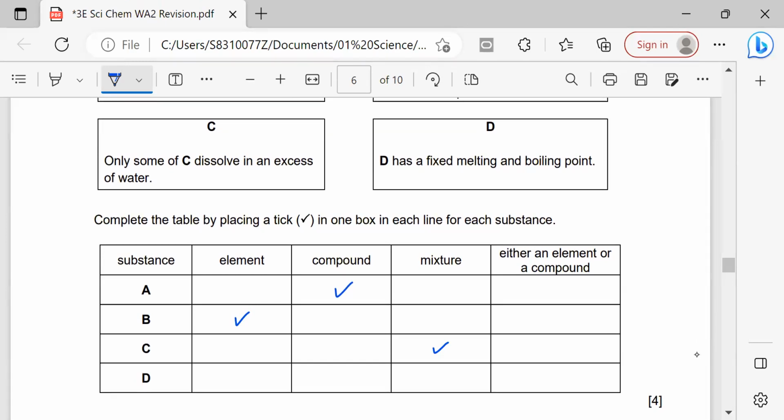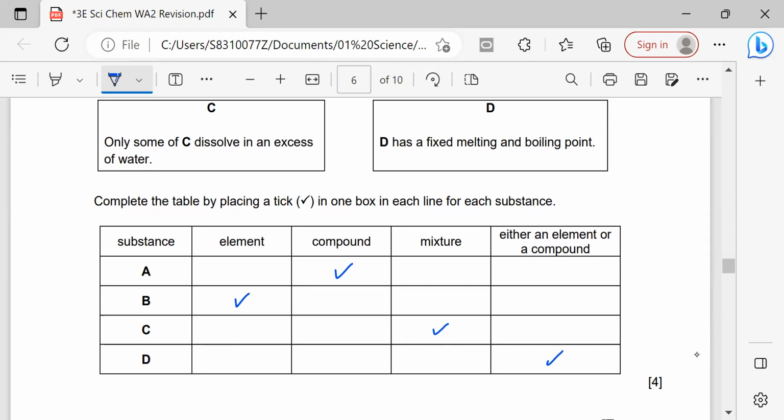And finally, for substance D, okay, it has a fixed melting and boiling point. It is not clear whether it is an element or a compound, not enough information here, but definitely it is not a mixture. So you can put a tick under either an element or a compound. That is the correct answer for substance D. So we will pause here for these first few questions, and the last part of this video will be shown in the next part.